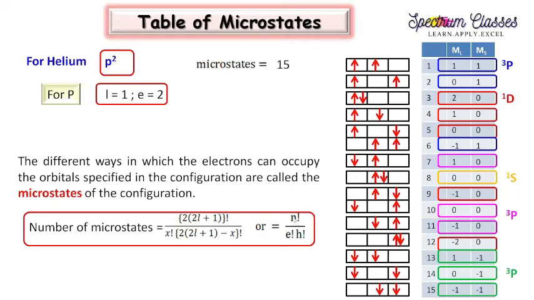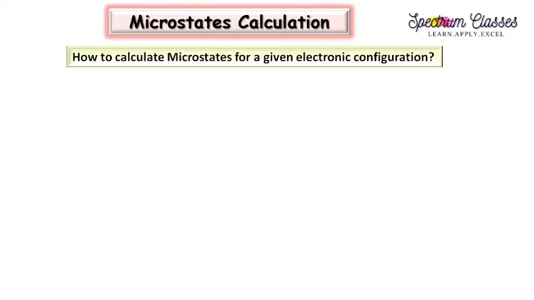So what is this n? n stands for the number of vacancies which the particular orbital has, e is the number of electrons present in the orbital, and the number of holes, h, means n minus e. How to calculate the microstates for a given electronic configuration? The number of microstates one must know before writing the microstates.